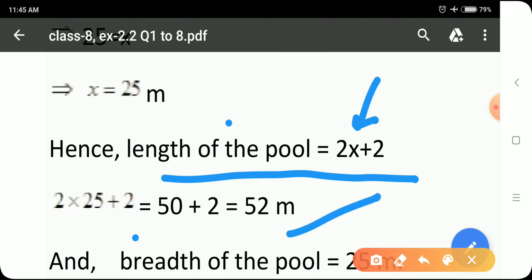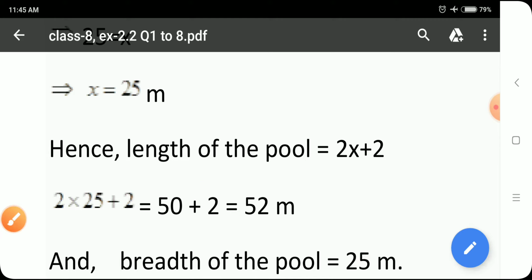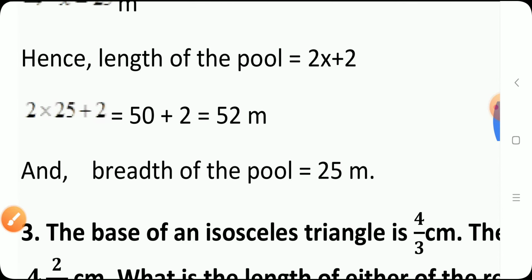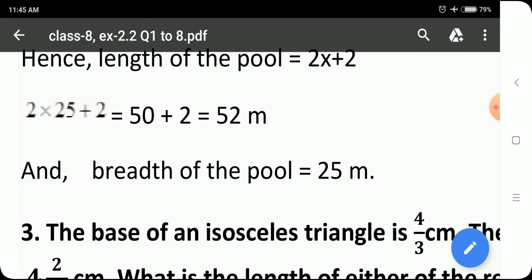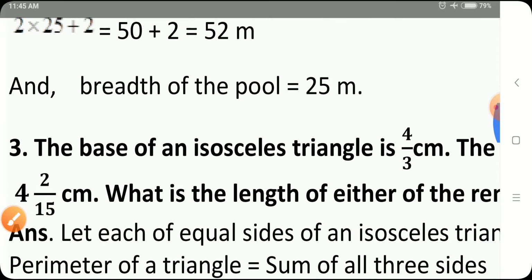So when you put the value, you will get 52 meter is the length of the pool, and the breadth of the pool is 25 meter, so you know both the length and breadth of the pool. Okay, next move to question number 3.